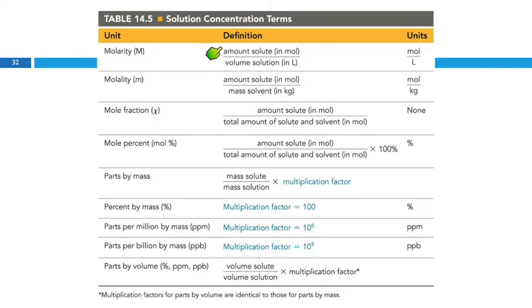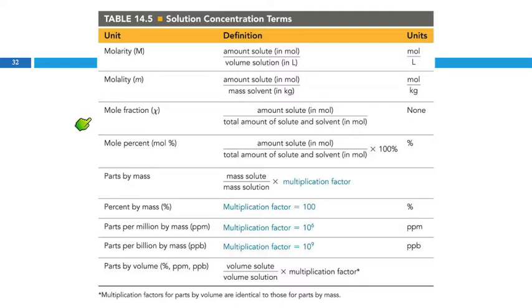That's the amount of solute in moles divided by the volume in liters, so that's the same. Molality, which is so close to molarity, it's just one letter different, and it's a lowercase m, italicized. I really don't like this unit, but it is what it is. This is, again, the amount of solute in moles, but the difference here is now we're looking at the mass of the solvent in kilograms.